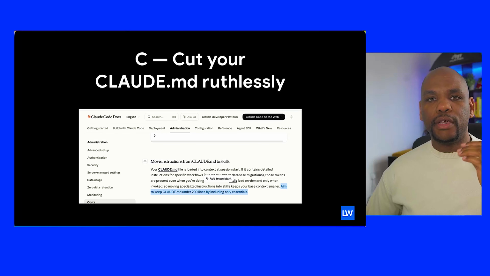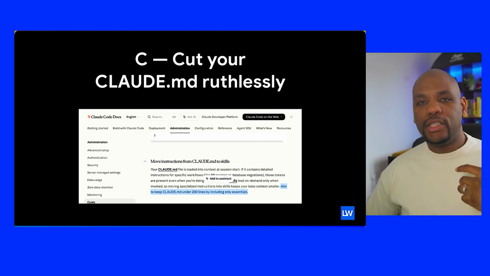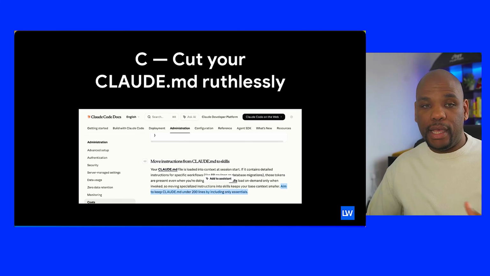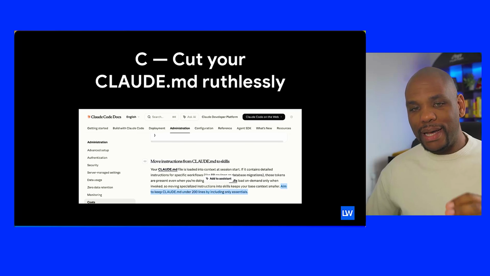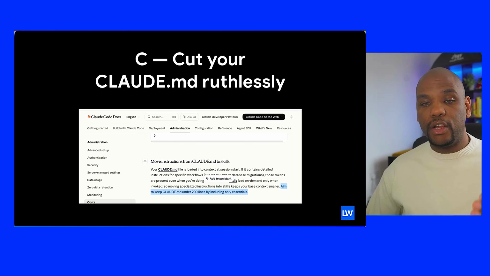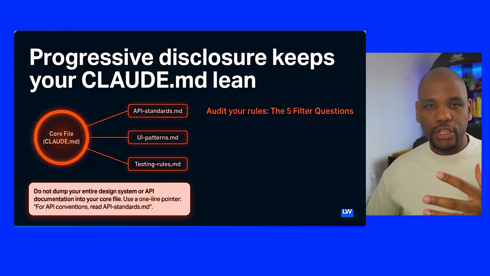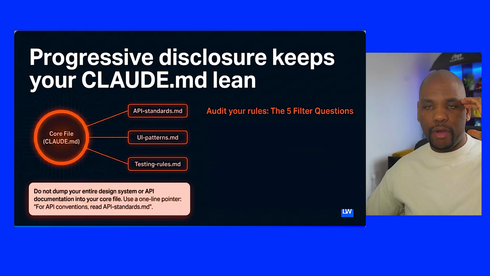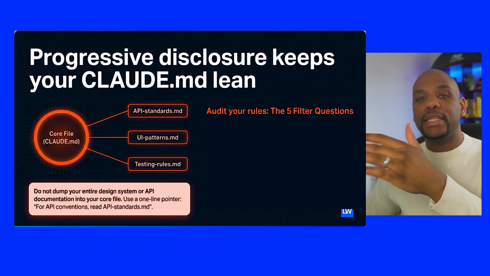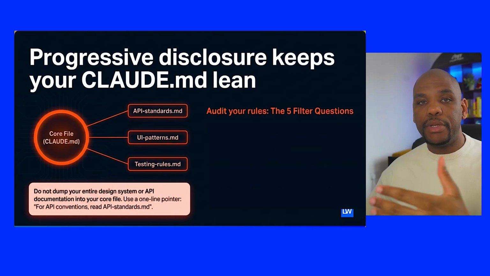So the third point I want to highlight to you is to cut your Claude.md ruthlessly. On the actual Claude Code website, they have literally said, aim to keep Claude.md under 200 lines by including only essentials. So this is something you've really got to pay attention to. And this is why the idea of progressive disclosure keeps your Claude.md lean. This is where you can direct your Claude.md to any additional MD documents that you need it to read.